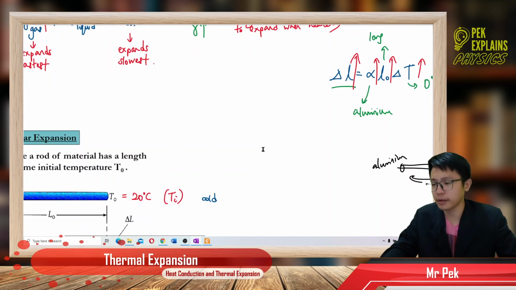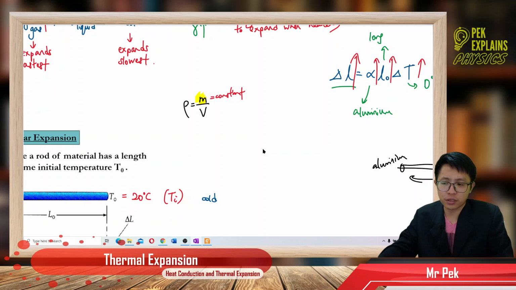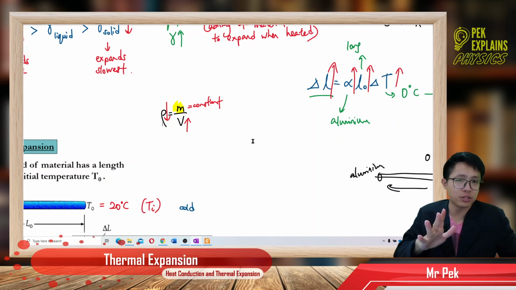Sometimes the question will ask about density. Density is mass over volume. Normally the mass is constant, and what changes is the volume. Expansion of volume will cause a decrease in the density. So this also we will use sometimes in the questions. Okay, that's all about thermal expansion.